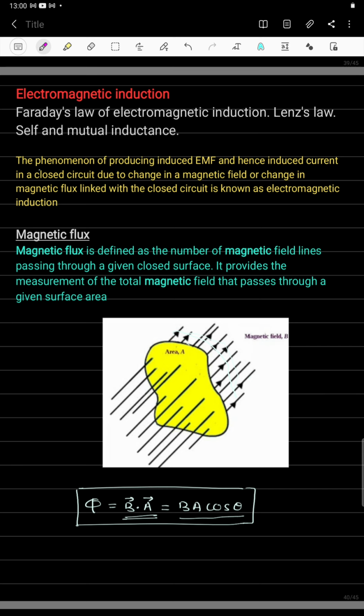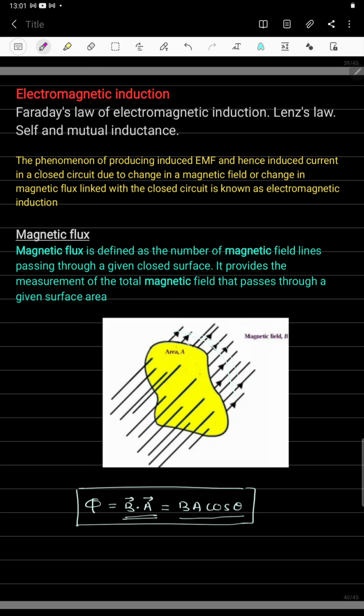This is the phenomenon of producing the electric current or induced EMF in a closed circuit due to the change in the magnetic field or change in the magnetic flux linked with that coil or closed circuit. That is called electromagnetic induction. This is the diagram I have taken here. This is one of the closed circuits.